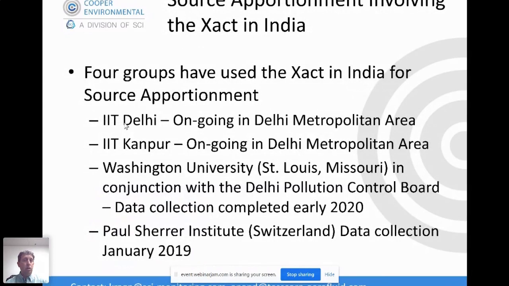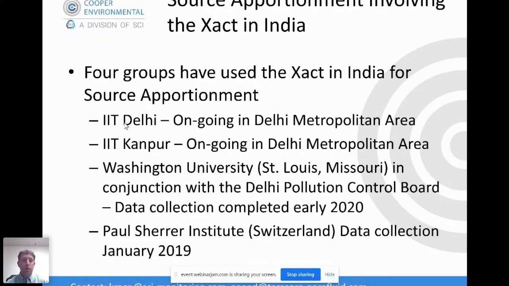And then, as Anna had mentioned at the beginning of this presentation, there are several source apportionment studies involving the Xact already going on in India. So the instrument is being used to understand air pollution in India currently. There have been 4 groups so far that have used the instrument in India. IIT Delhi is using one for a study that's going on in the Delhi metropolitan area. The study is currently ongoing.